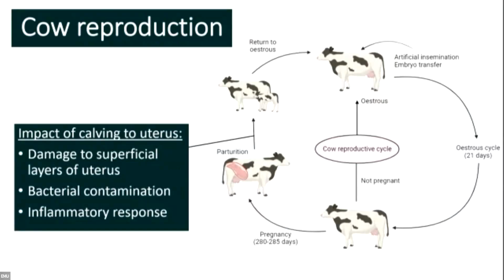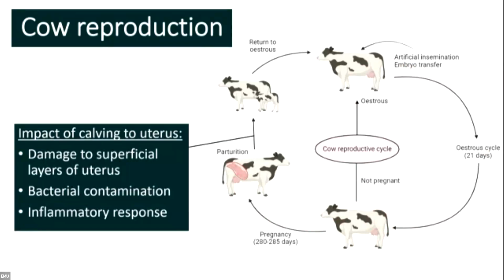This reproductive cycle typically begins with either artificial insemination or embryo transfer to the future mother, where a fertilized embryo has the potential to implant around the 19th day of the estrous cycle. By day 35, cows undergo pregnancy confirmation. If the cow is not pregnant, the cow will go back to estrus and this cycle will repeat again. However, if the pregnancy is confirmed, the cow will calve approximately 280 to 285 days later.